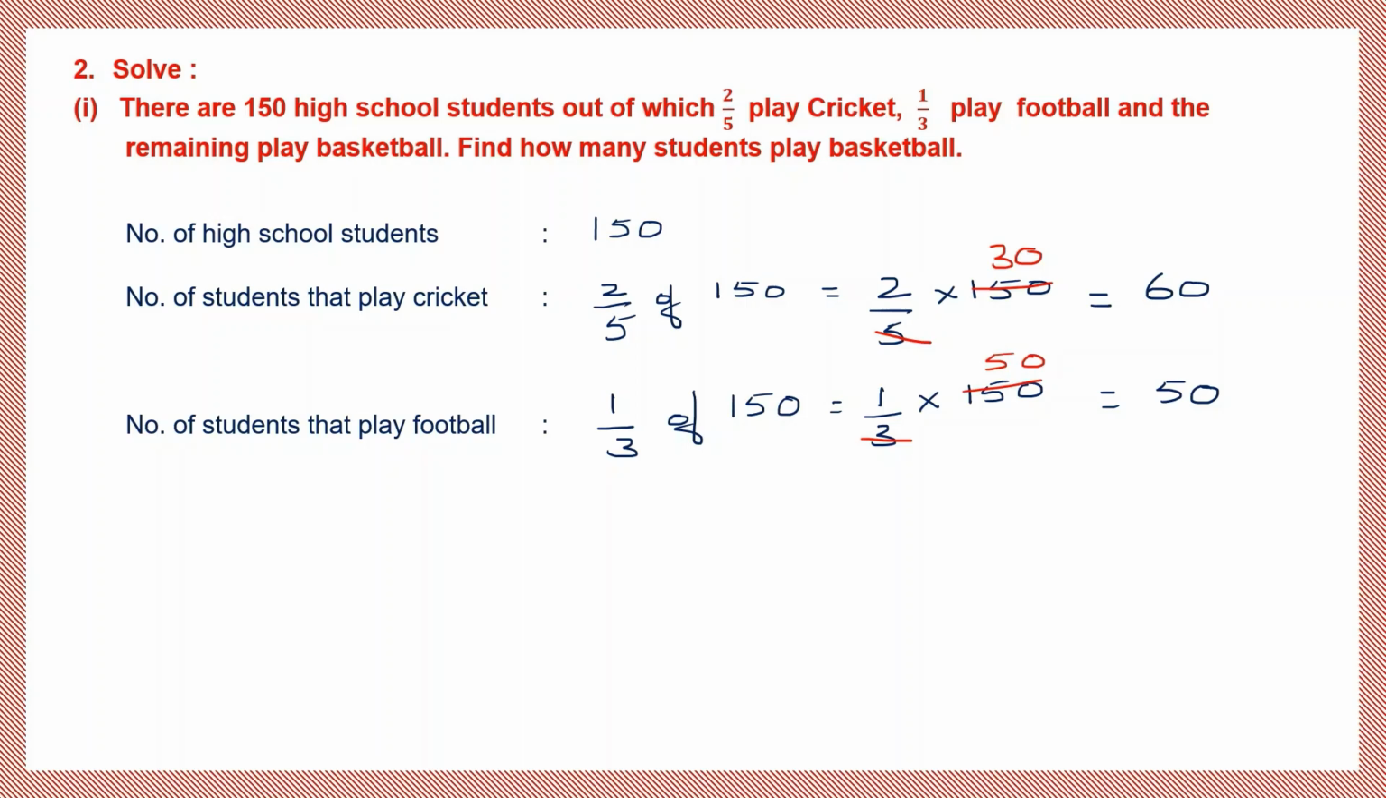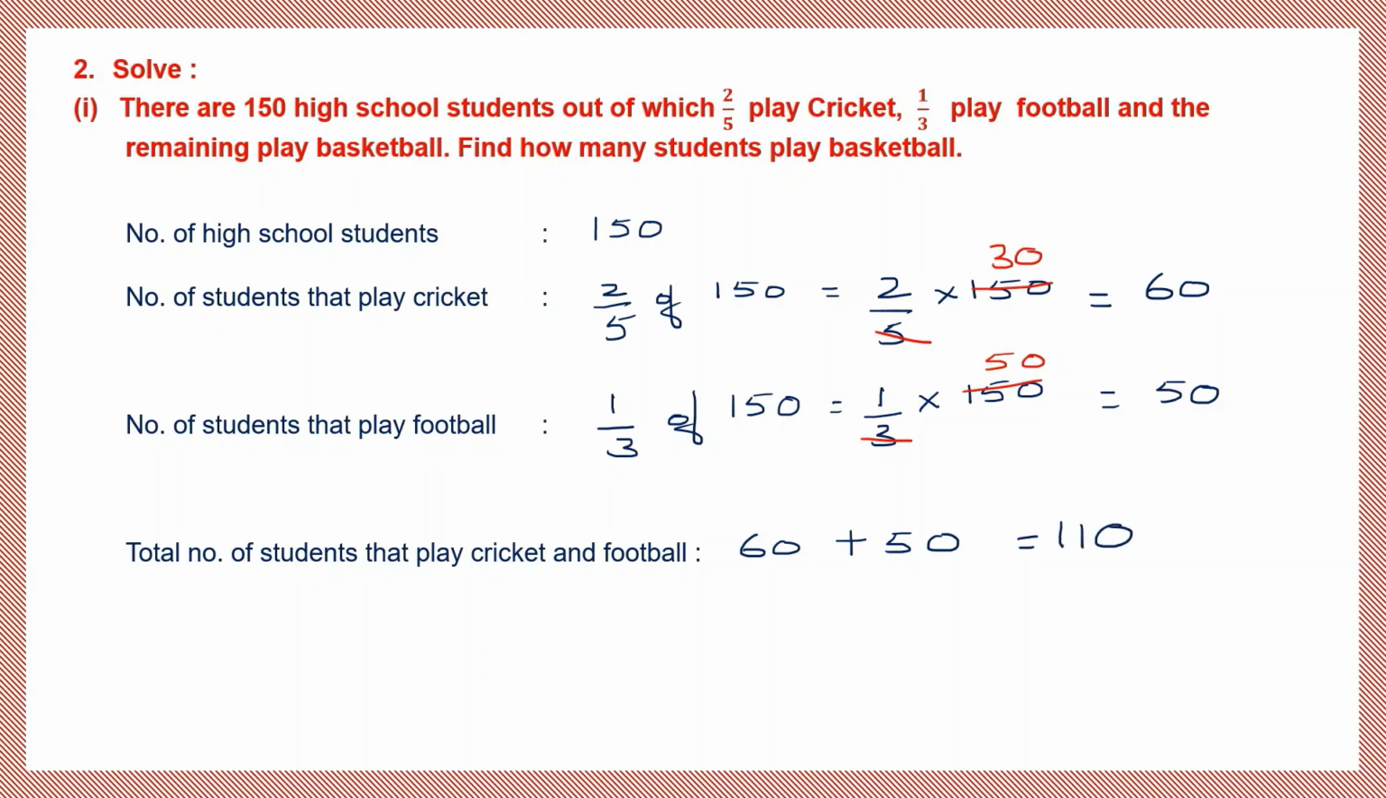Now we know 60 play cricket and 50 play football, and here it says the remaining play basketball. So we have to find out how many students play basketball. To find that out, first we need to find out how many students play cricket and football. So cricket is 60, football is 50. Total number added up, 6 plus 5 is 11. So that is 110 students play cricket and football.